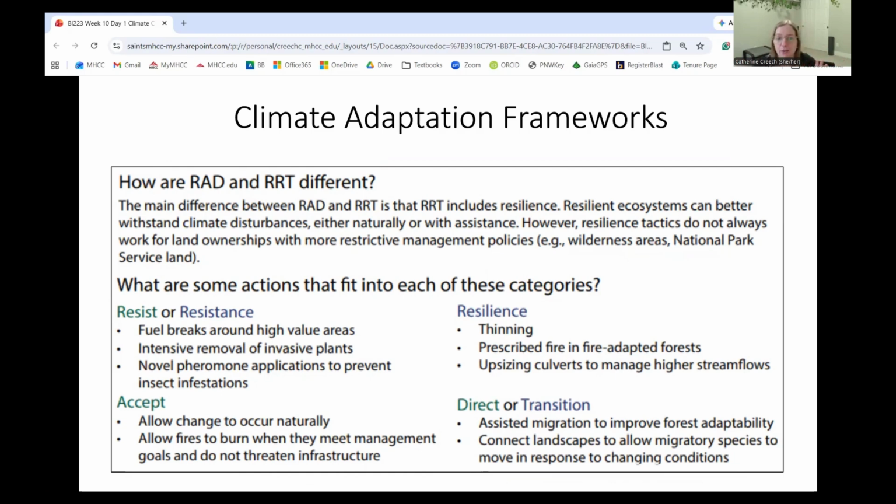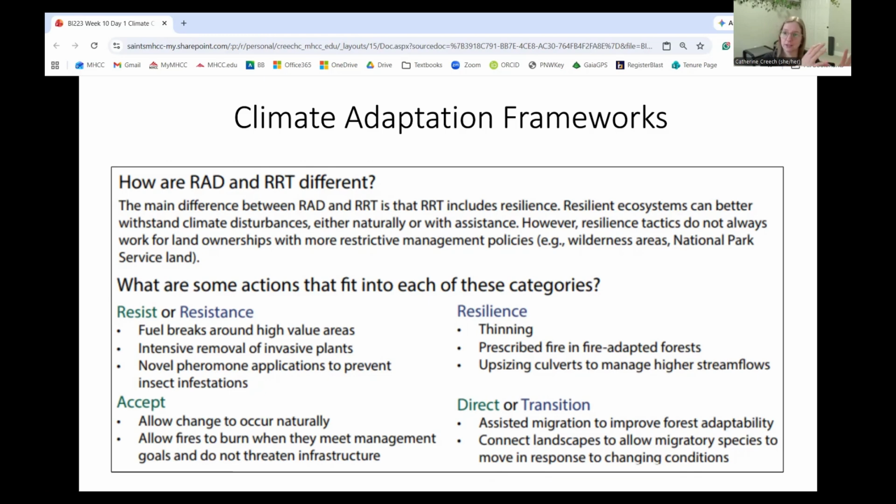How are these categories different? Let's see. What are some actions that fit into each of these categories? Resist or resistance is going to be trying to make fuel breaks so that we don't have such intense fires, remove invasive species, create ways to handle insect infestations that are not detrimental to other insects like pesticides. We're going to avoid those and try and use pheromones or other novel attempts.